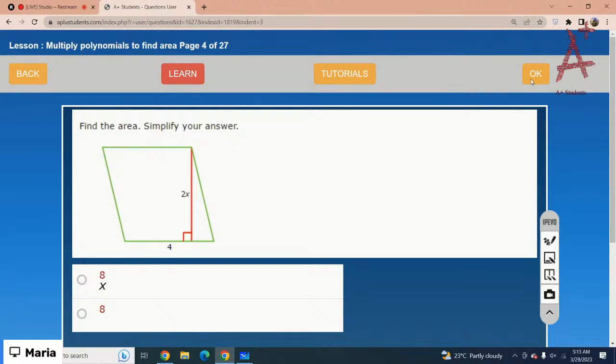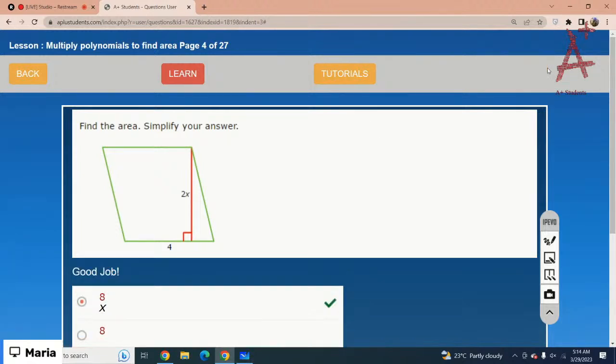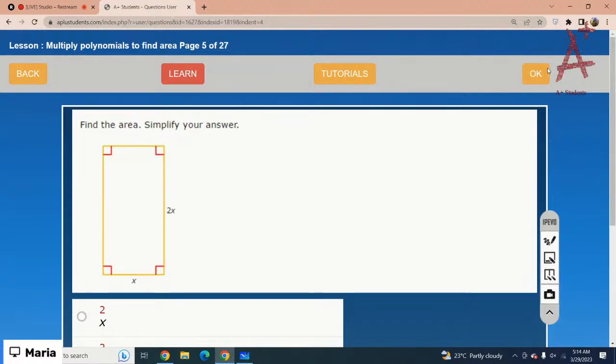Yes, that would be 4 times 2 is 8x. So the area for the shape is 8x. Okay, find the area, which is the correct option.